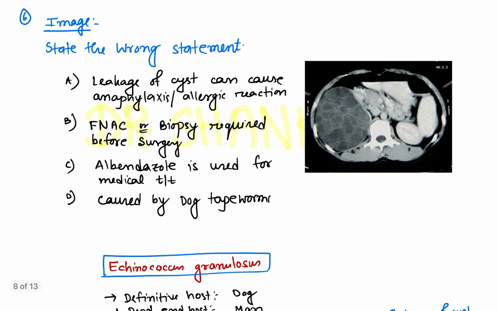Next, coming to question number 6, this type of image was given, not a similar image, slightly different, but the image was suggestive of hydatid cyst. So this is the kidney, as you can see, this is the left kidney, this is the right kidney. So this is an image of hydatid cyst of kidney. You have to choose the incorrect statement about the hydatid cyst of kidney. Leakage of cyst can cause anaphylaxis or allergic reaction.